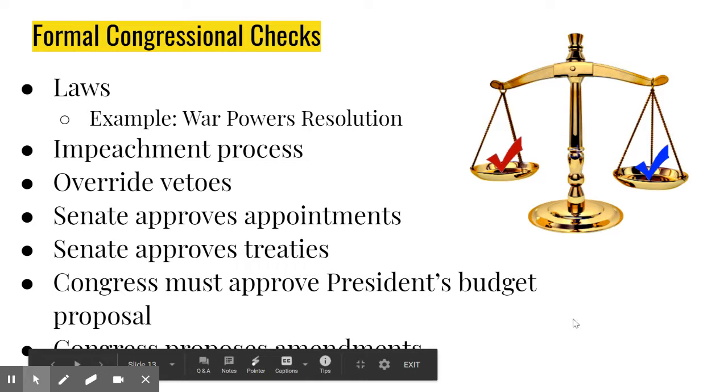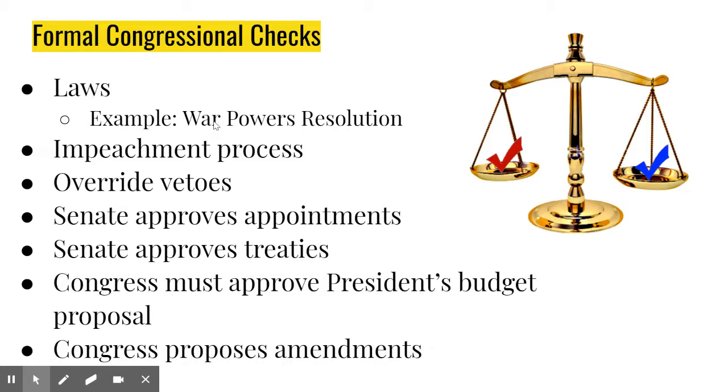And then the other major thing that Congress can do is that Congress can propose amendments. For example, the 22nd Amendment limits presidential power because it restricts a president to only 2 full terms. So these are all ways in which Congress can formally check the power of the president. All of these things you could find in the Constitution.